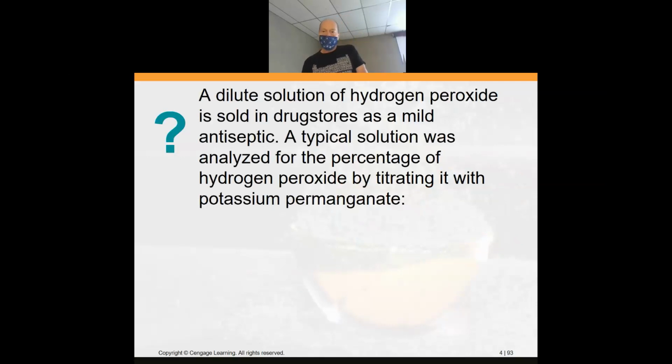All right, a dilute solution of hydrogen peroxide, H2O2, is sold in drugstores as a mild antiseptic. A typical solution was analyzed for percent hydrogen peroxide by titrating with potassium permanganate. All right, so in the store, normally you will buy 3% H2O2. All right, that is what is sold at the store. If you're getting a perm, you'll get 30%. For a pool, you'll get 27%. All right, so there's a lot of different percentages of hydrogen peroxide out there. All right, so to analyze it, we're going to titrate it with potassium permanganate, KMnO4, nice purple solution.